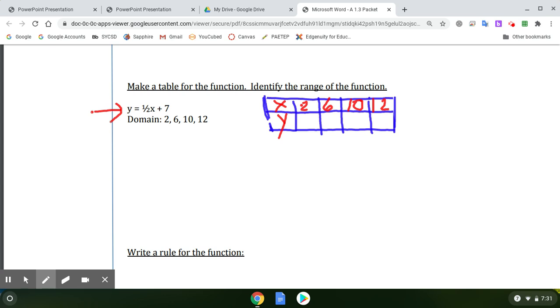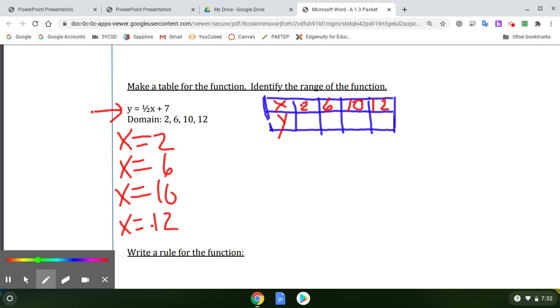All right. So in previous sections, we may have been told that one of our variables equaled a specific number and we had to evaluate it. So this is no different, except here we're told x equals 2, x equals 6, x equals 10, and x equals 12. So we have to evaluate the rule for each of these values of the variable 2, 6, 10, and 12.